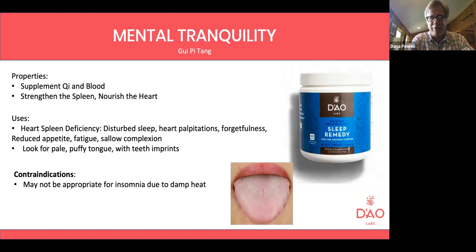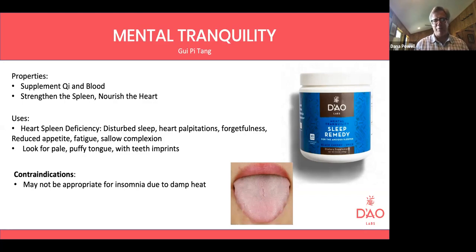So you might see here heart palpitations, forgetfulness, reduced appetite, fatigue, a sallow complexion. And as I've talked about in other webinars and other lectures, the key is to look for that pale, puffy tongue with teeth imprints. I've got a little image right here on the screen. That's essential to your diagnosis. So if you don't see a tongue like that, or you've got a patient who you think fits this pattern, but you don't quite see a tongue like that, then you might want to start thinking about your contraindications.